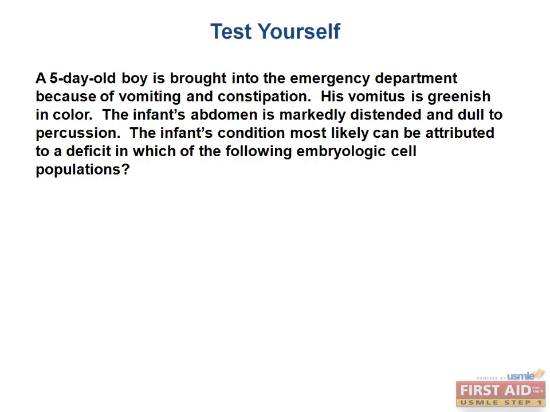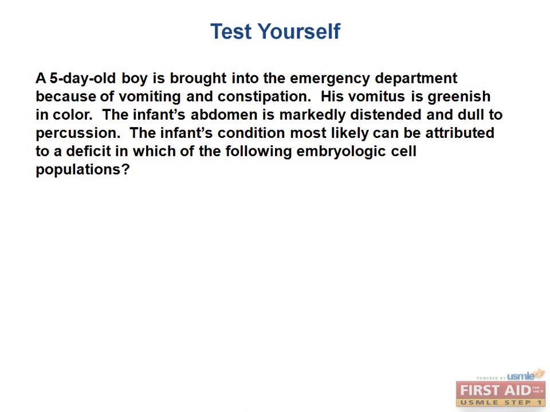Congrats! You've now made it through the embryology section. Let's now do a review question to solidify all that you've learned. So you're in the emergency department, and a 5-day-old boy is brought in because of vomiting and constipation. His vomitus is greenish in color. The infant's abdomen is markedly distended and dull to percussion.